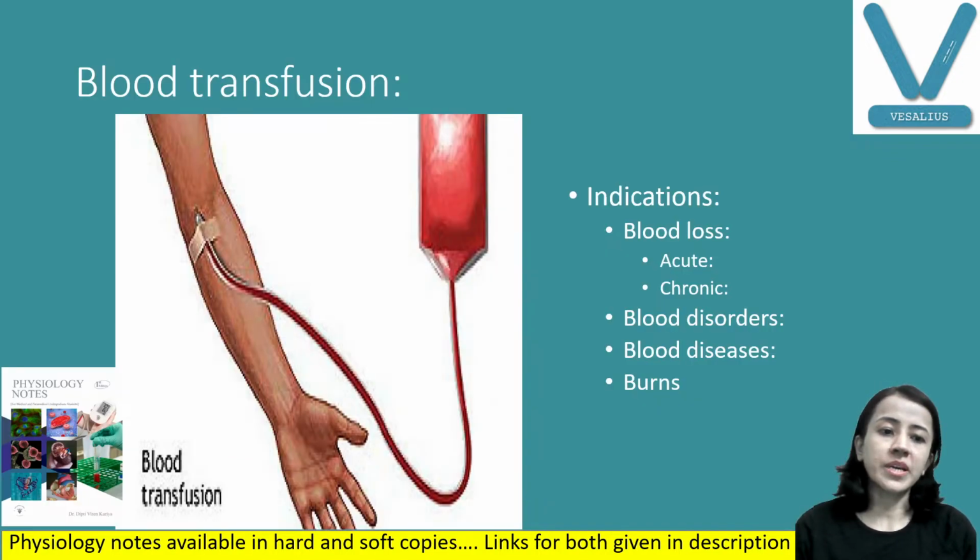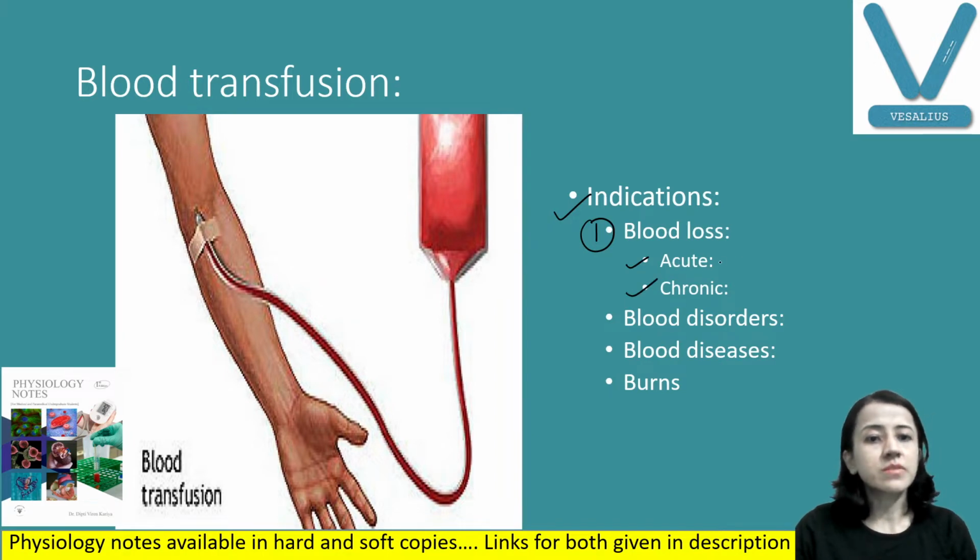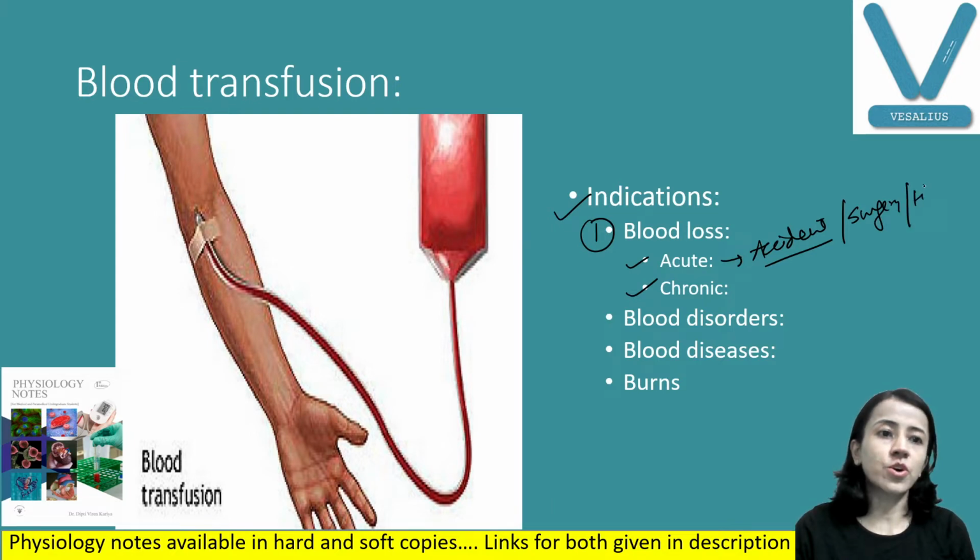Now let us start with the topic blood transfusion. What are the indications for blood transfusion? In which conditions do we require blood transfusion? First and foremost, when there is blood loss, either acute or chronic. The most common causes of acute blood loss are accidents, where the person loses a large amount of blood, surgery, or hemorrhage. A common cause of hemorrhage is postpartum hemorrhage after delivery of the baby, that is PPH. That is one of the important causes of acute blood loss. So in these conditions we require blood transfusion in the acute setting.